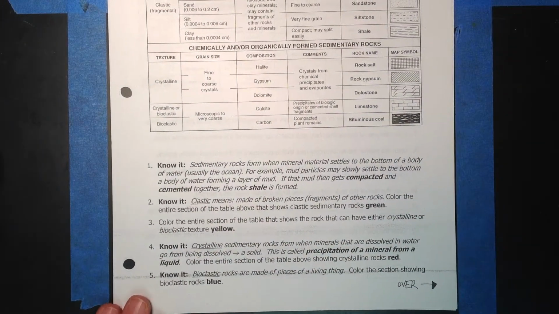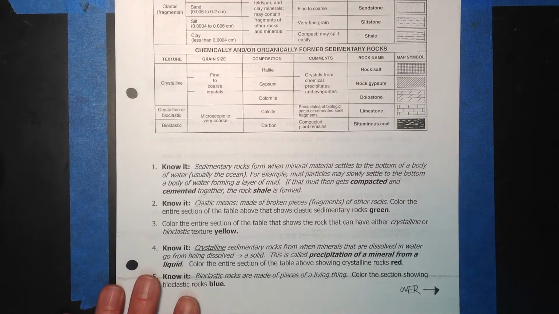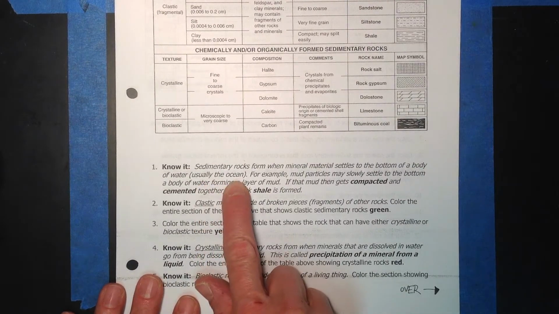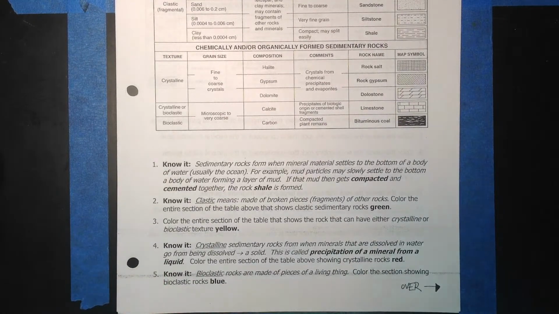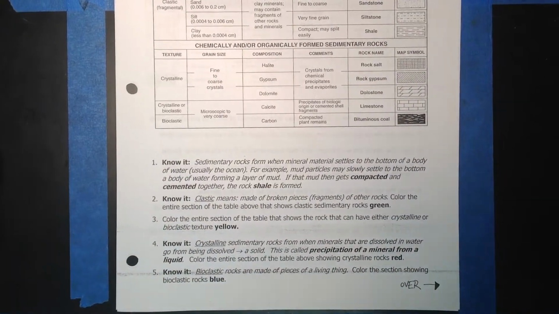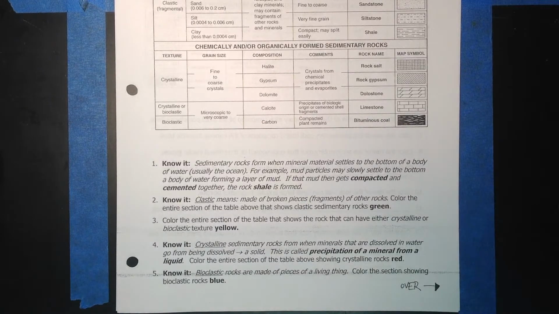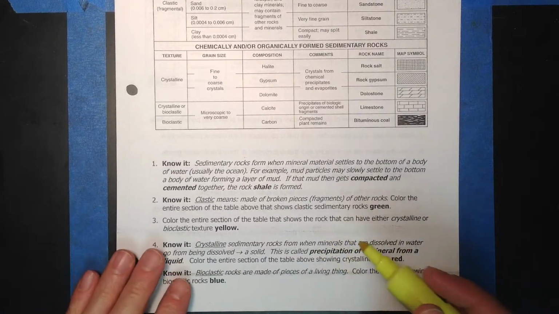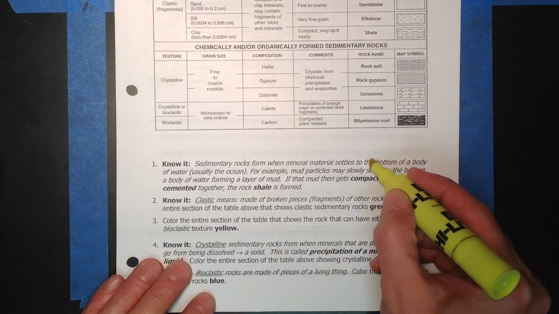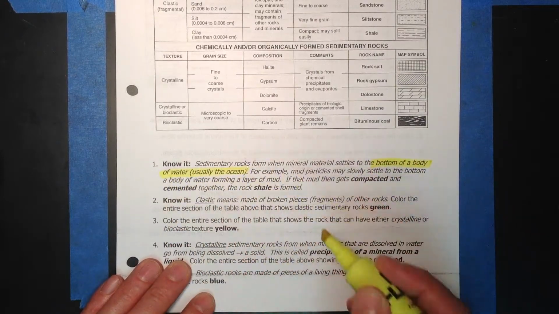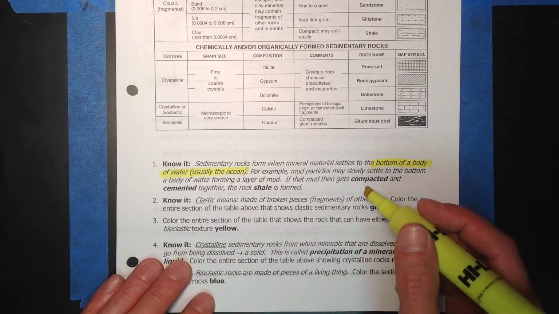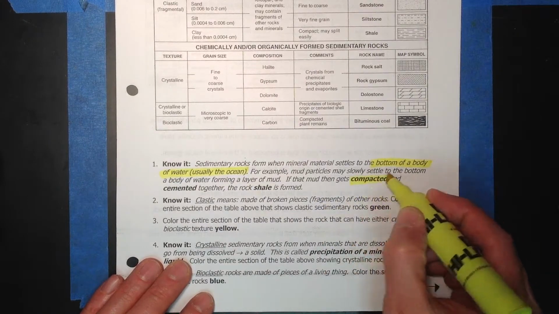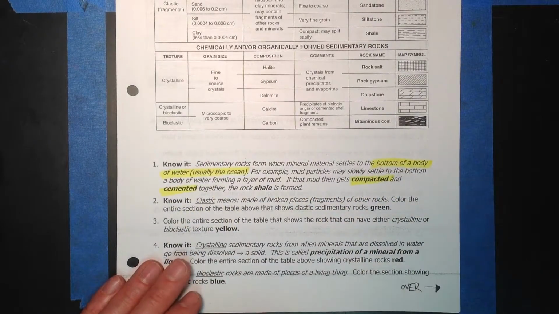Sedimentary rocks form when mineral material settles to the bottom of a body of water, usually the ocean. For example, mud particles may slowly settle to the bottom of a body of water, forming a layer of mud. If that mud gets compacted and cemented together, the rock shale is formed. So mud will form shale. So key things, bottom of water, that's where these form most of the time, almost all of them. And once you have the sediment there, in this case mud, it needs to be compacted and cemented together to form a rock. So that example was shale.